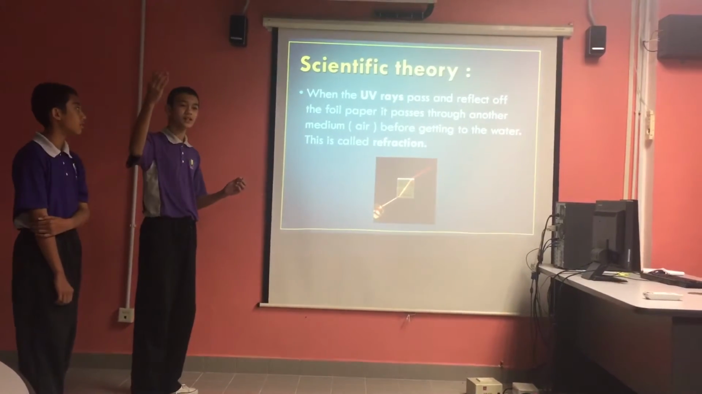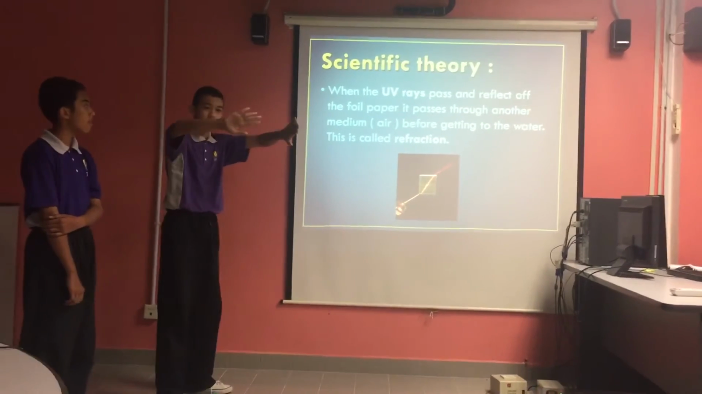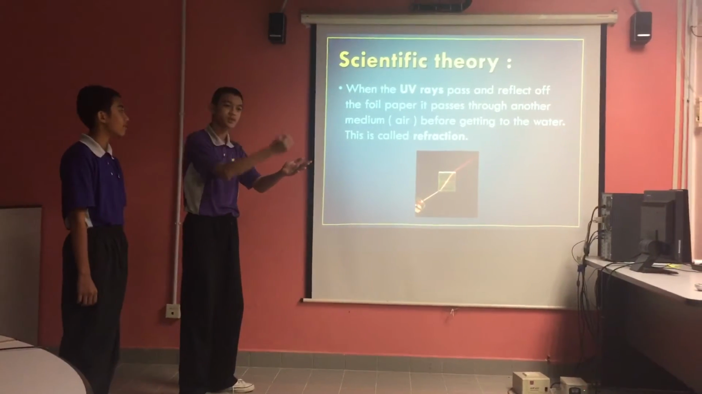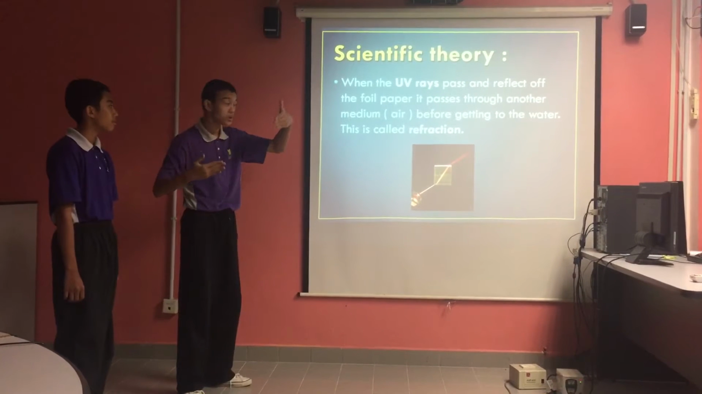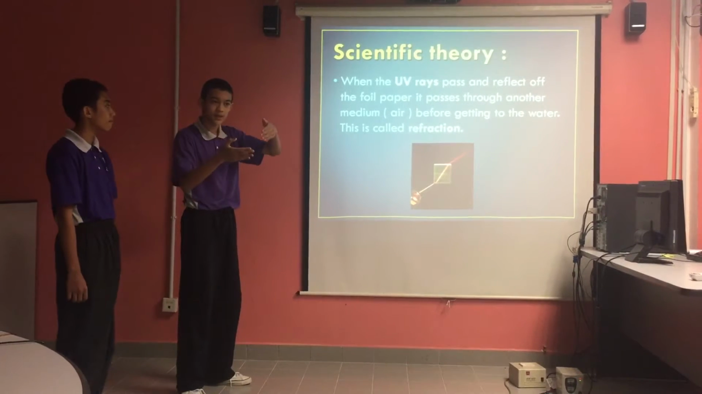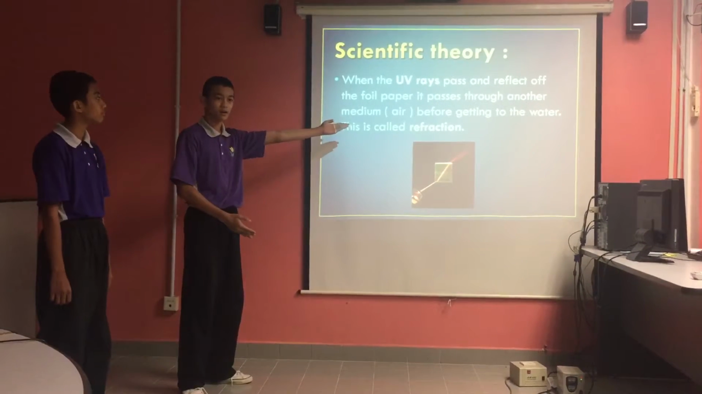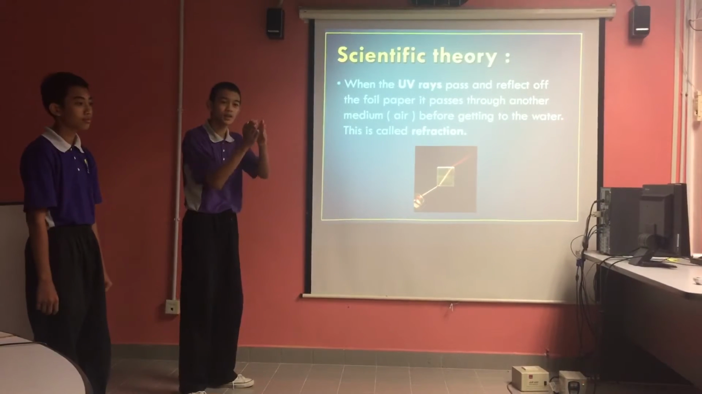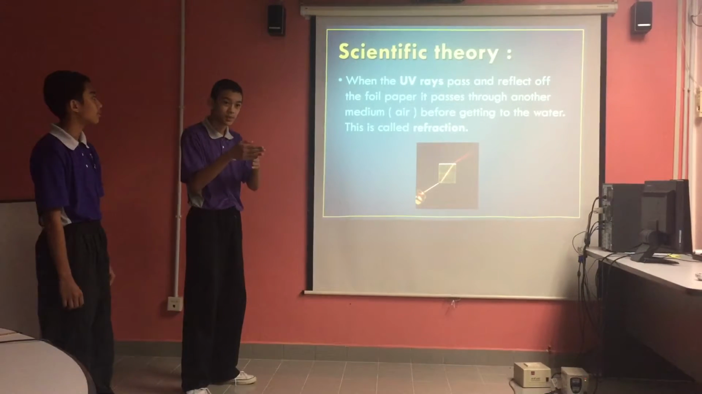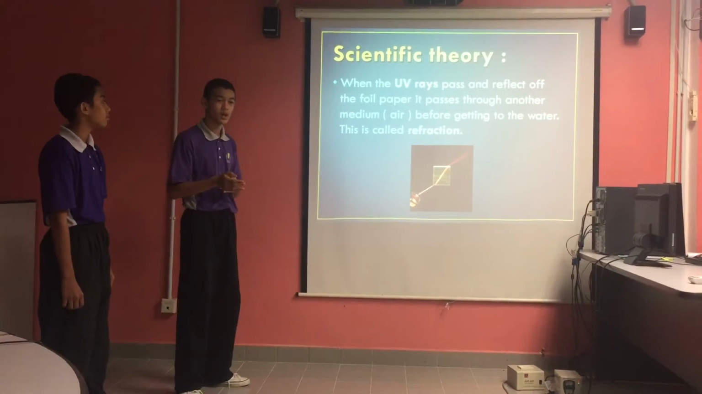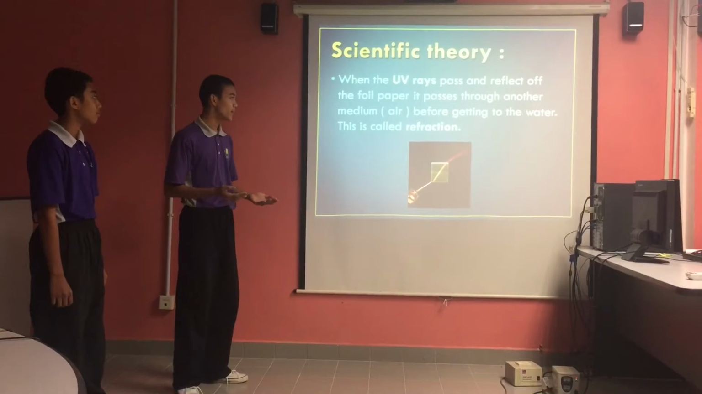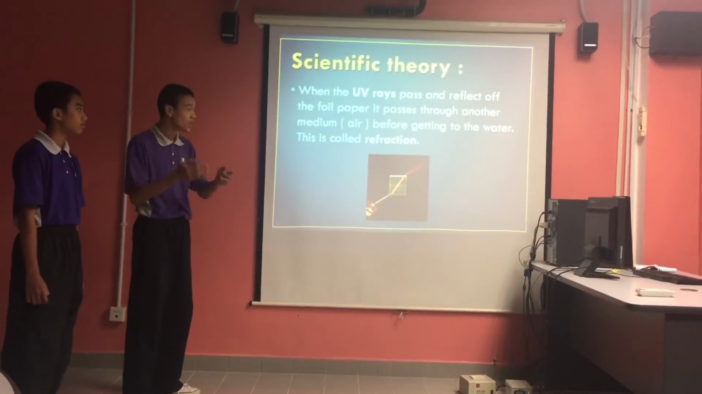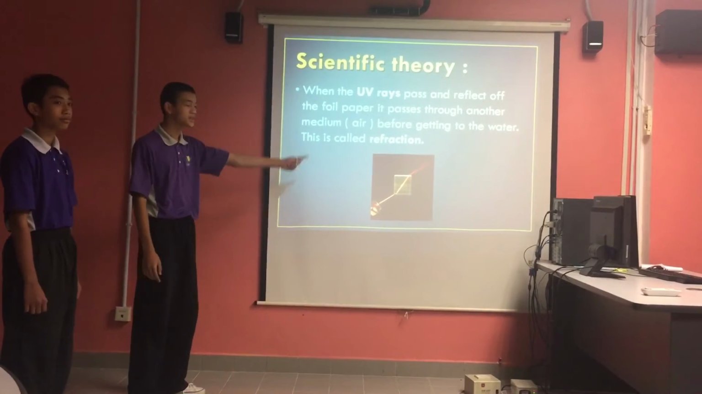Okay, when the UV rays come through, you know how there's a surface of foil paper around the parabolic cooker? It bounces off, but then going to the water, it gets some obstacles, like another medium like air or carbon dioxide, which it gets through, and it makes like a curve, which is an invisible curve, but we cannot see it without using the right materials. But then, as soon as it gets through, it takes some time, but it gets more concentrated and gets to the water. This is called refraction.